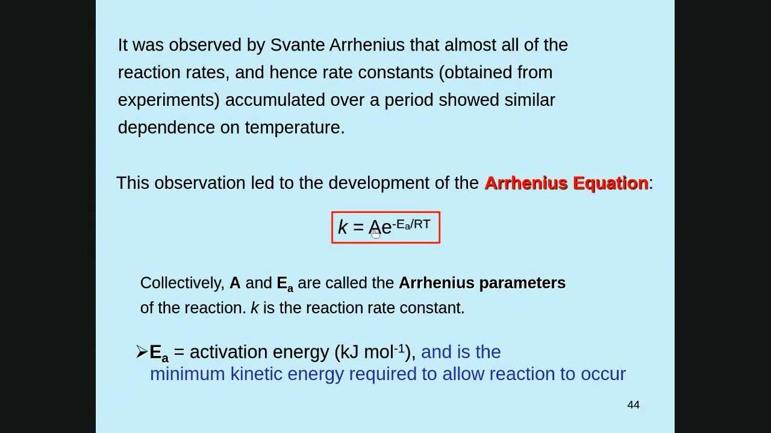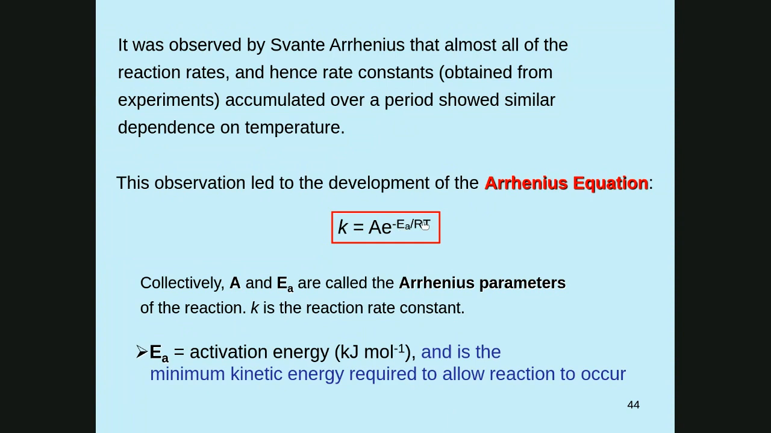A is simply a pre-exponential factor, right? We have not interpreted it. It has something to do with the frequency at which collisions occur, right? But I'll say a bit more about that later on. And EA, we already interpreted that.